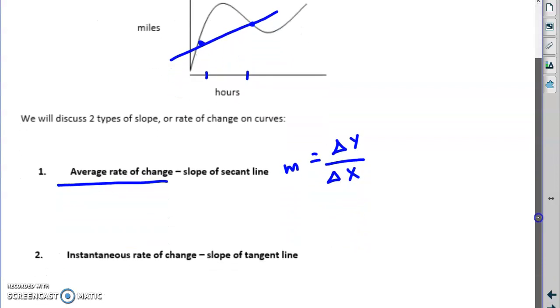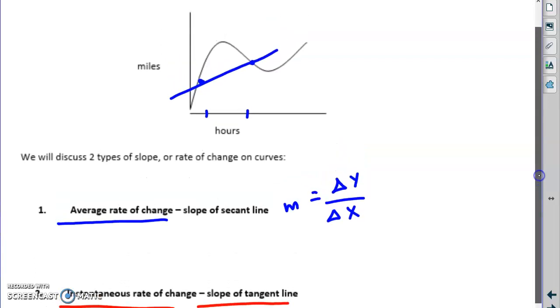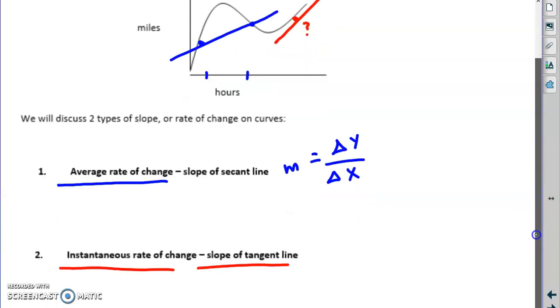However, there is something else called the instantaneous rate of change. That is the slope of the tangent line. Tangent line means it touches the curve only at one place. So our question for the next couple days is, how do I figure out the slope of a tangent line to a curve when there's only 1 point? There's no 2 points to do the change in y over change in x. That's just some food for thought. Let's move on with our average rate of change.